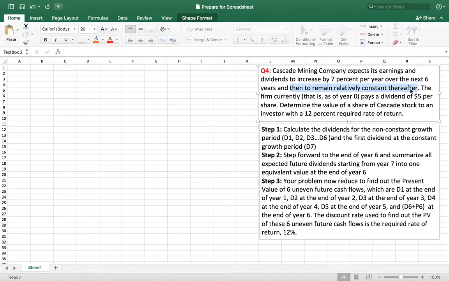From this sentence, we know that there are two dividend growth rates for Cascade Mining Company. The dividend first grows at 7% per year for the first 6 years. I write down this information as G1, 7%, for the first 6 years.